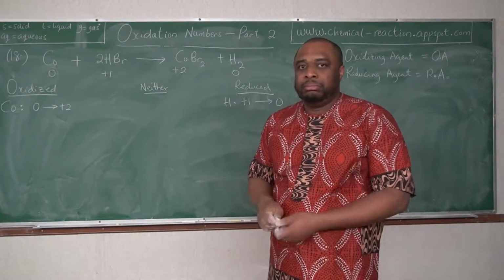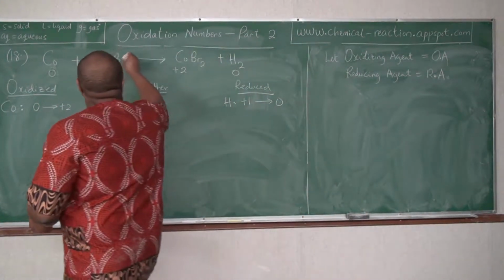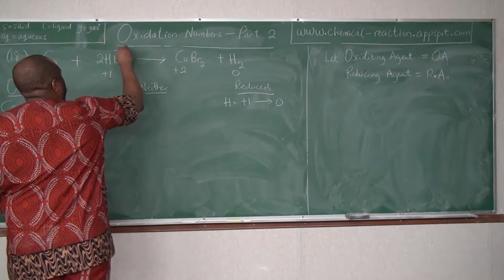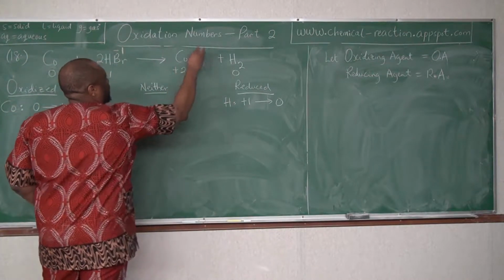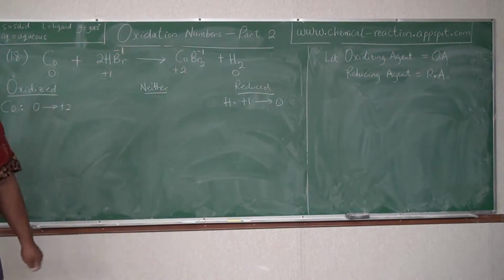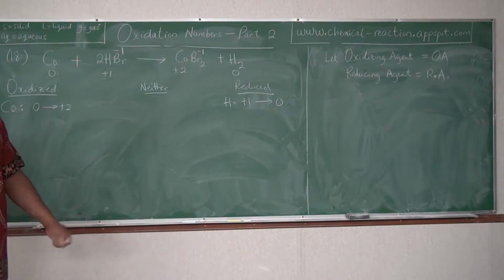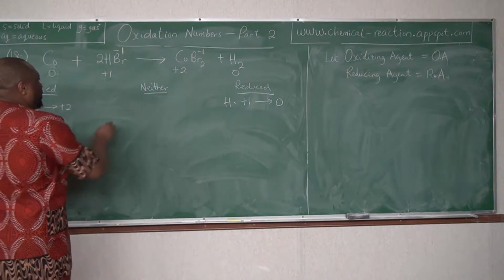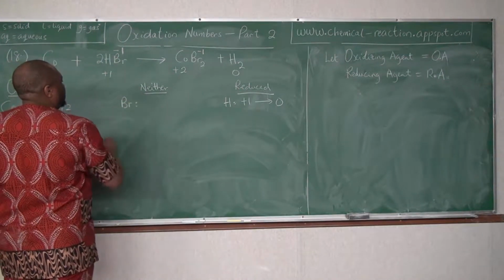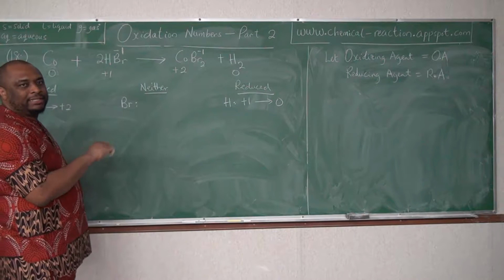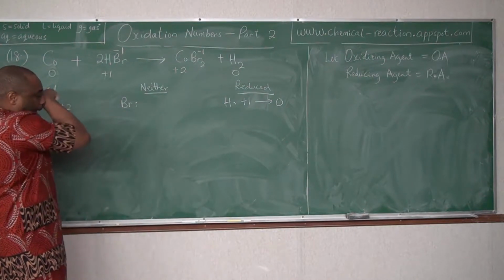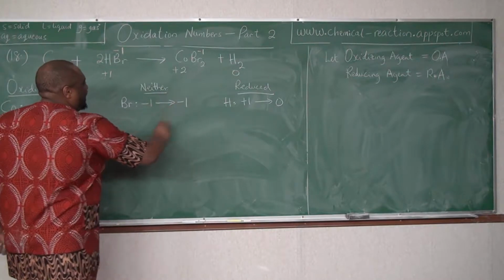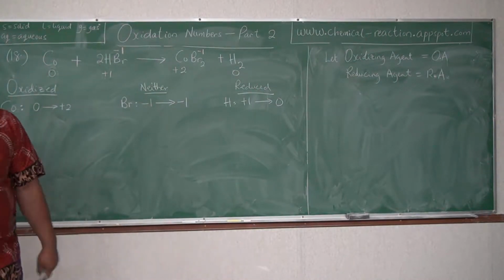And then bromine, neither. Because bromine here is -1, and bromine here is still -1. Bromine there is still -1. You see that? So it is neither. Just write the atom of the element. It goes from -1 to -1, so it was neither oxidized nor reduced.